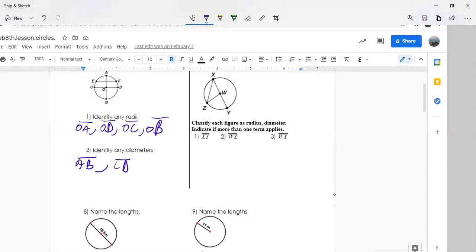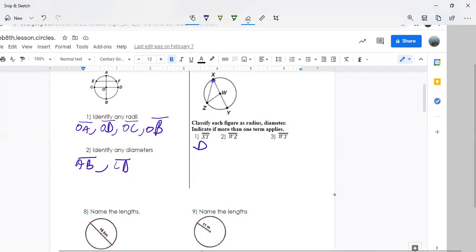The second question says, classify each figure as a radius or diameter. Indicate if more than one term applies. Again, we start with XY. XY goes through the center and cuts the circle in half. So XY is D for diameter.